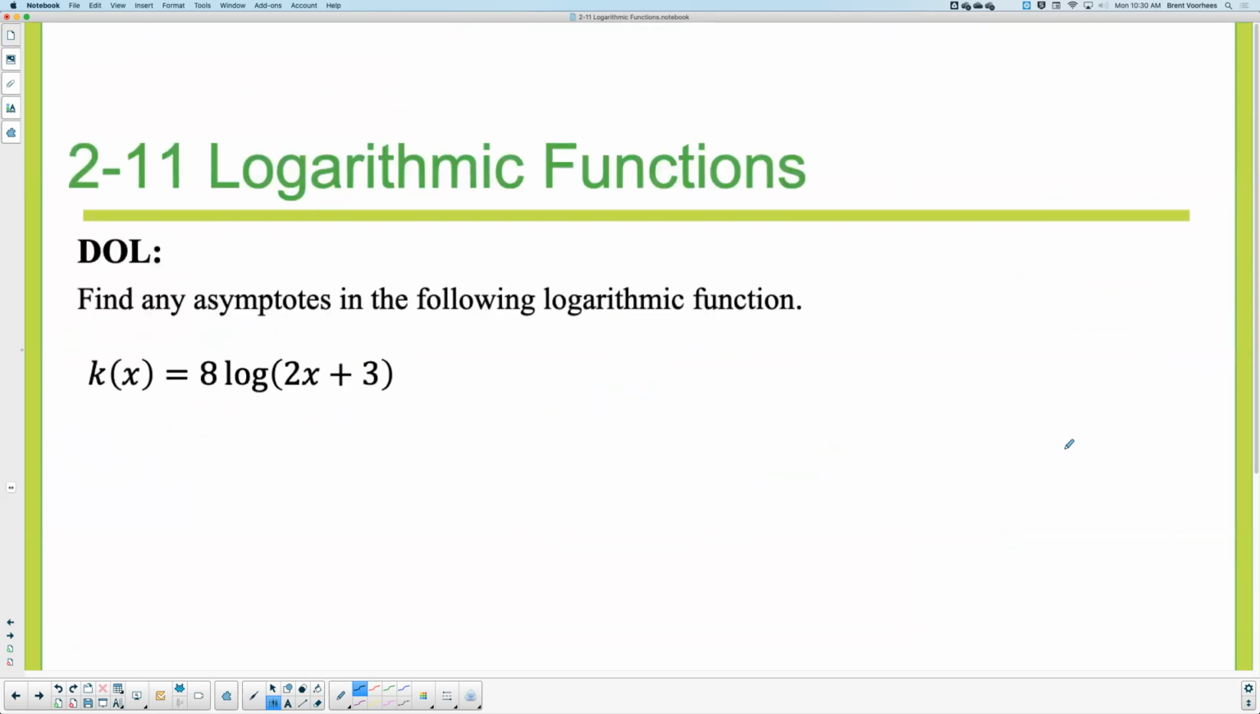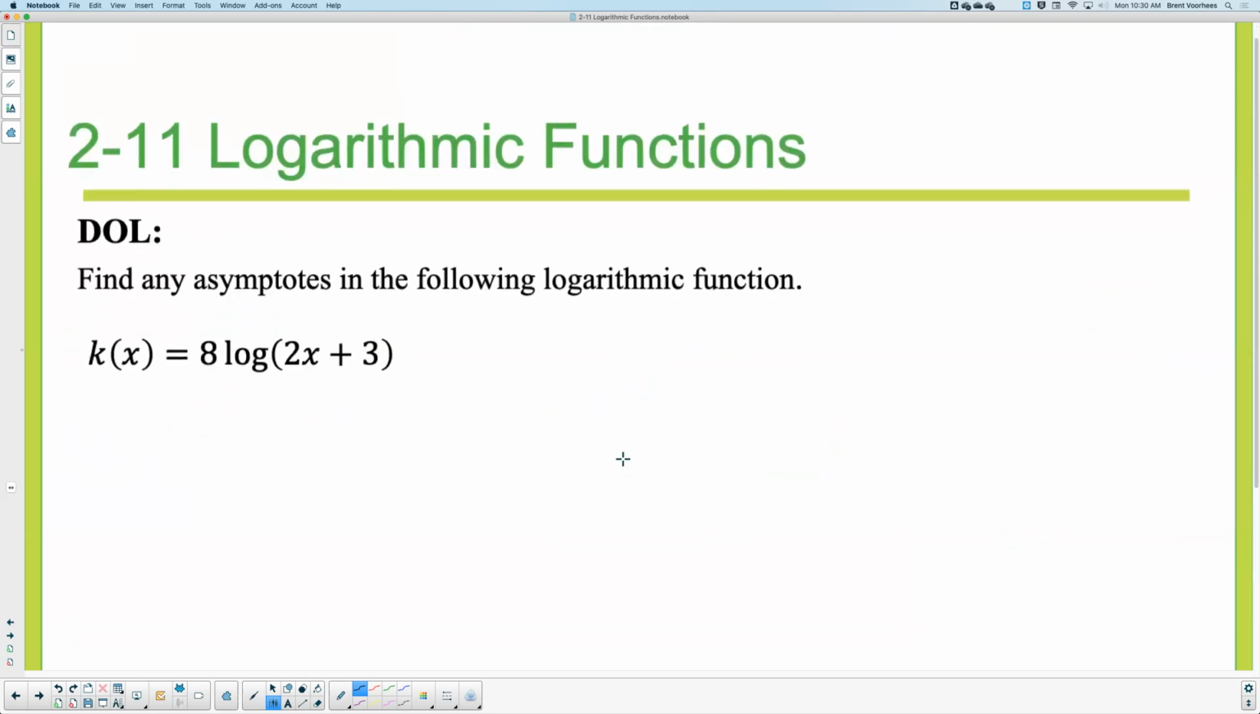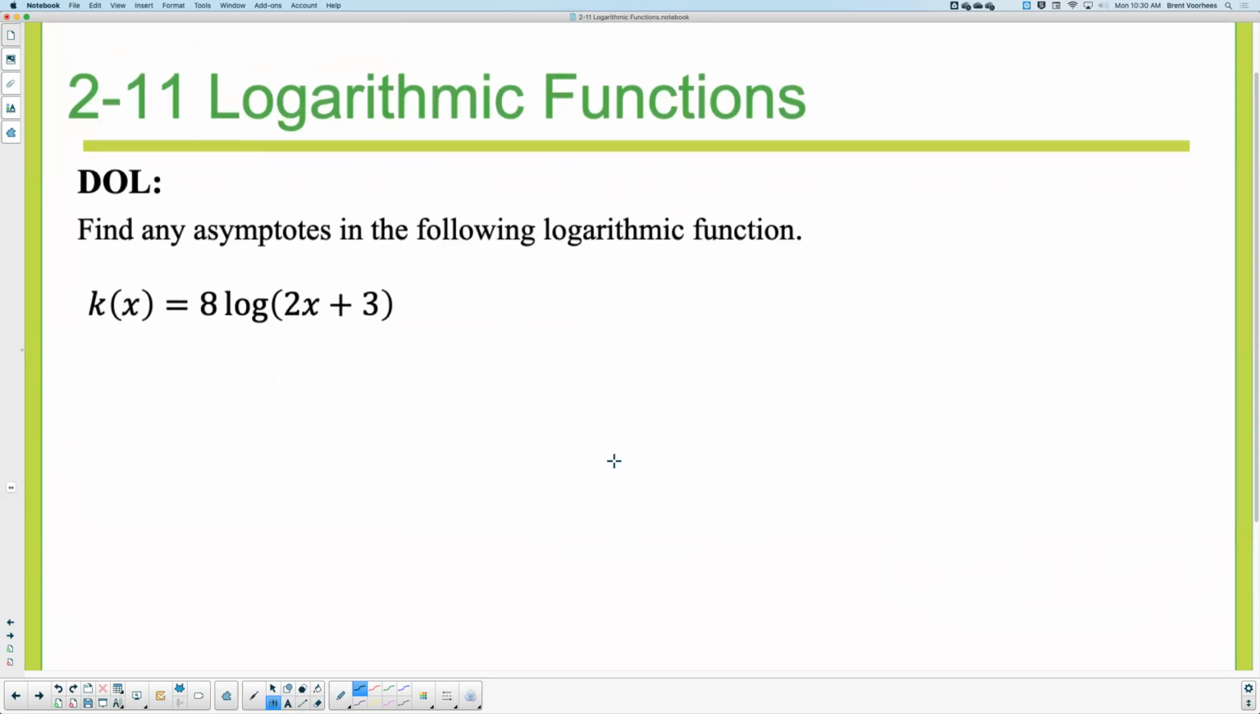All right, with that, I'll let you try your DOL. Find any asymptotes in this logarithm.